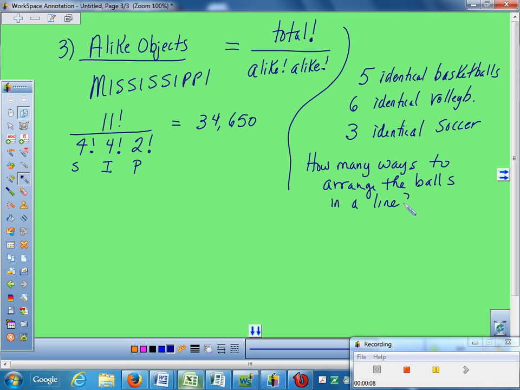Alright, so what do I do, okay, I got 14 balls, so I just do 14 factorial and that's it? 14 factorial. Okay, because anytime they start saying the word identical, look-alike, indistinguishable, I love that one. If they're indistinguishable, you can't tell them apart. That means they look alike. Anything that implies that they look alike, you should be going, oh, it's a Mississippi problem. So I should divide by what? 5 factorial, 6 factorial, and 3 factorial.